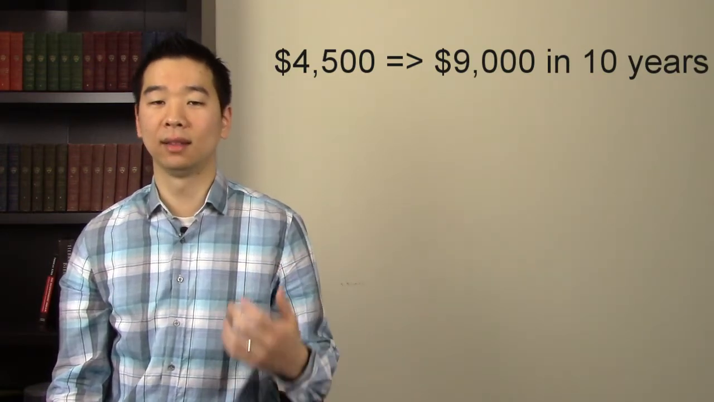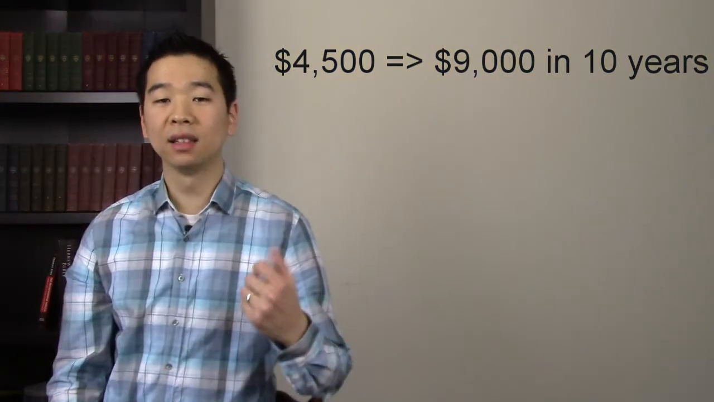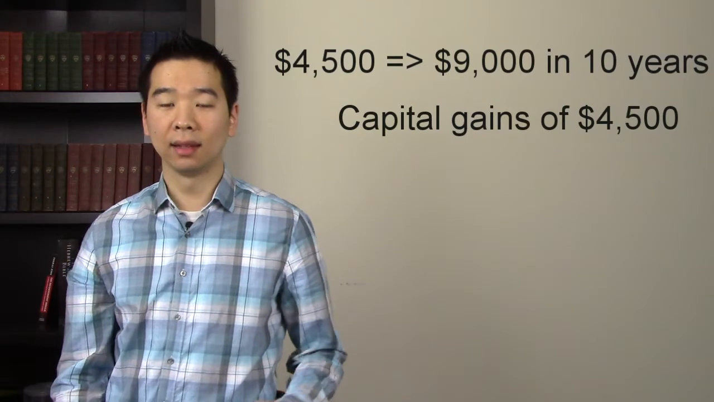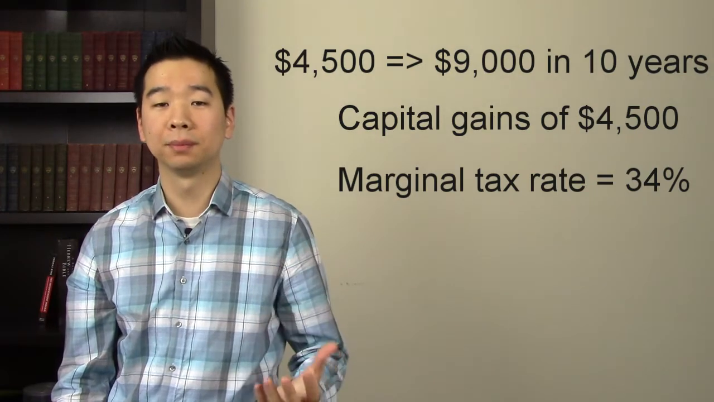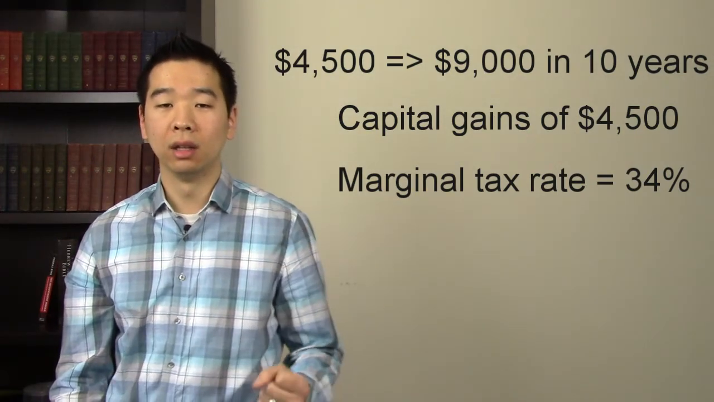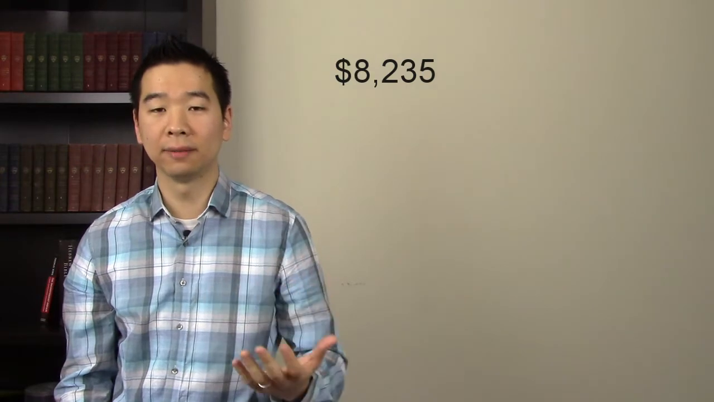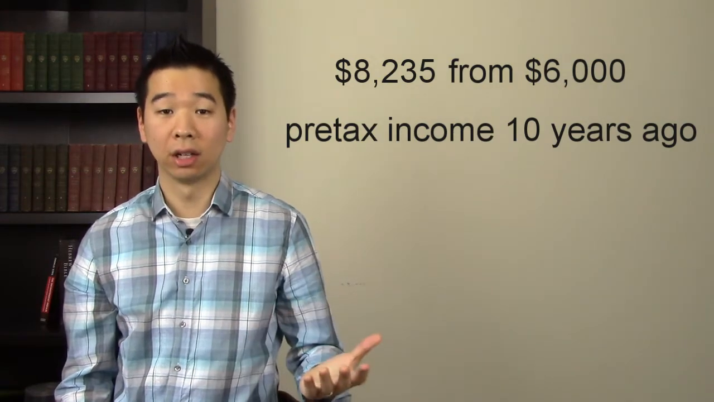For simplicity's sake, let's say that these stocks didn't pay out any dividends, so all the gains were capital gains. At this point, you sell your investments, so you incur a capital gain of $4,500. Let's say that at this point, your marginal tax rate is about 34%, which means that 17% of your capital gains goes to the tax man. So if you do the math, that means an extra $765 goes to the tax man. So at the end of the day, after everything is taxed, you will be left with $8,235 from the $6,000 of pre-tax income that you decided to invest a decade ago. And that's basically how investments are taxed.